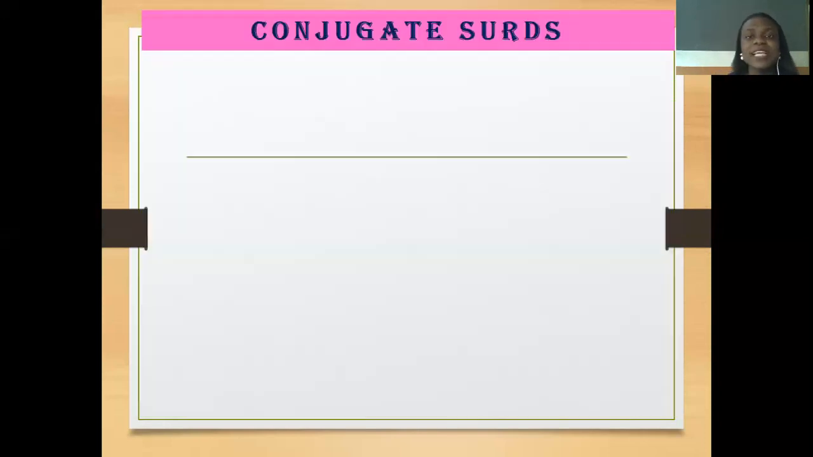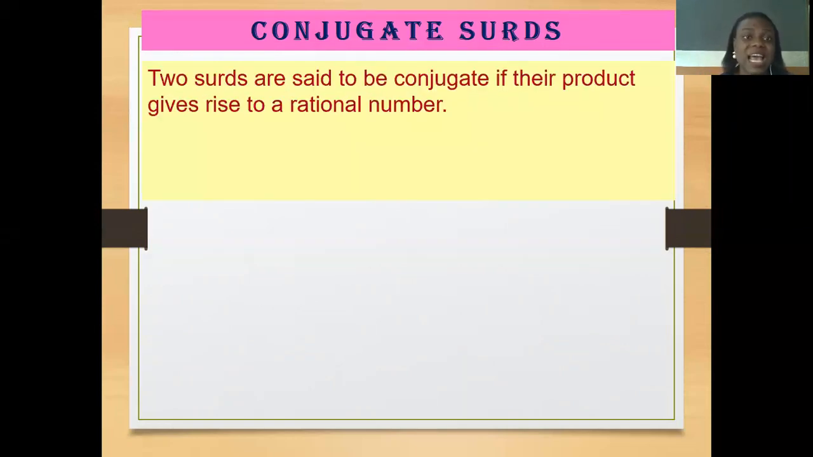So let's move on. Now, conjugate surds, that's what we're going to start. We have a lot of subtopics to cover today. So let's start with conjugate surds. Now, when you hear the word conjugate for surds, two surds are said to be conjugates if their product gives rise to a rational number.